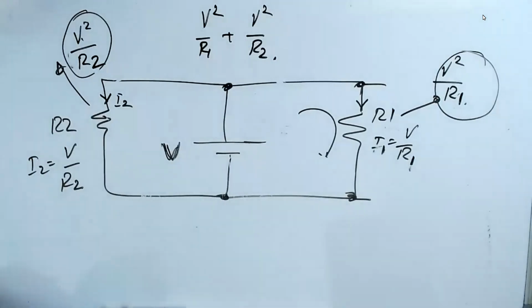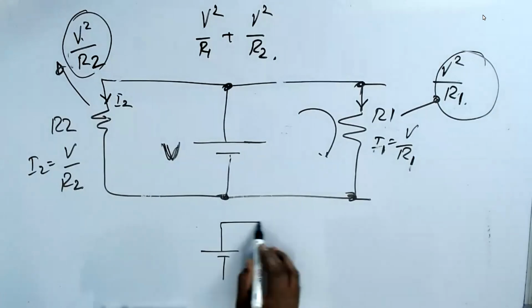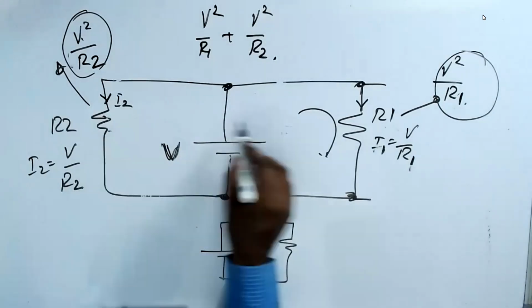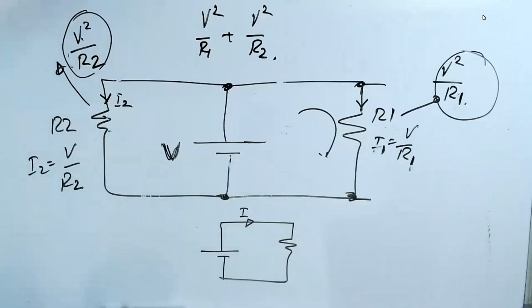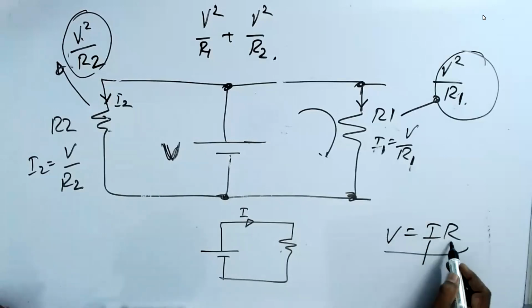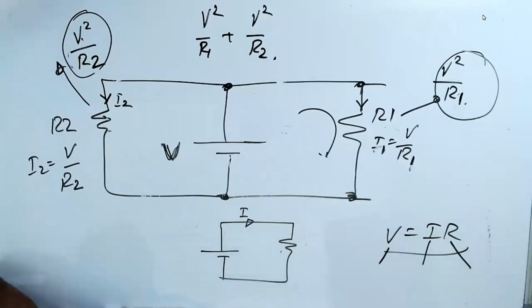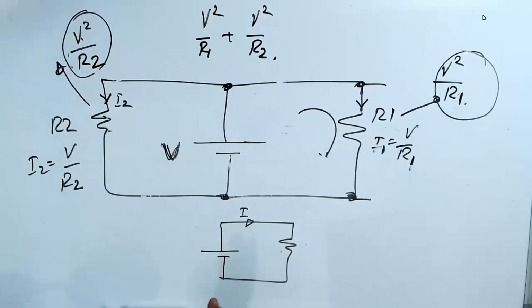Now, if I make this a single battery and a single resistor, an equivalent of the two, that means this is I. Why do I have to make an equivalent? Because Ohm's law, V is equal to IR, talks about one current, one resistor, one voltage source. That is, Ohm's law does not handle multiple resistors like this. That's the problem. So we have to convert. If I have any number of resistors in the circuit, I have to make it a single one. Then only can you apply Ohm's law.